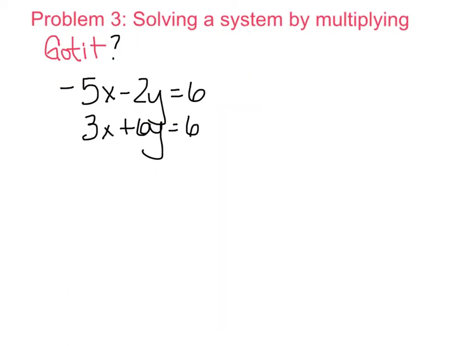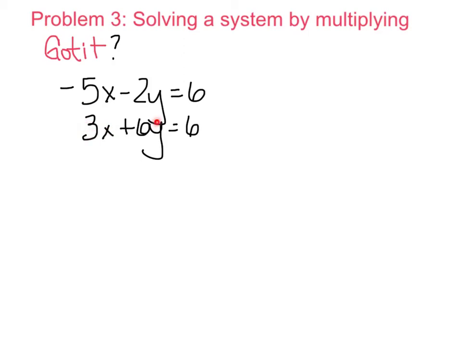In example 3, on the Got It on page 249, you will notice that everything is in standard form, so everything is aligned. Step 1 is done. Step 2, nothing cancels, so we have to multiply. So look at your x's. What does a number both 5 and 3 go into? It'd be 15. So you could make one of these negative 15 and the other one positive 15. However, you'd multiply a number to both equations.